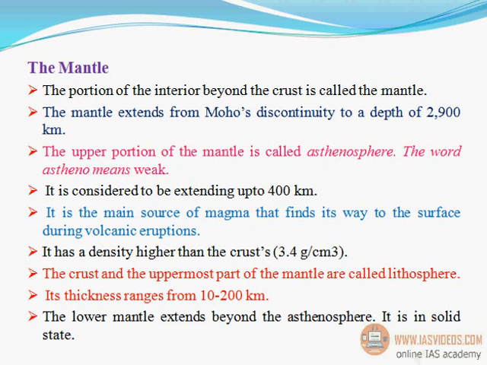grams/cm3. The crust and the uppermost part of the mantle are called lithosphere. Its thickness ranges from 10 to 200 kilometers. The lower mantle extends beyond the asthenosphere. It is in solid state.